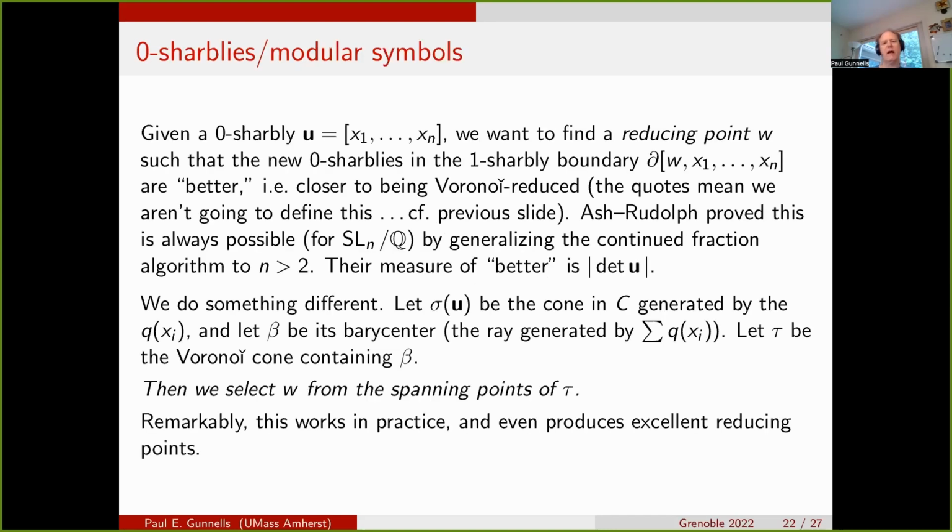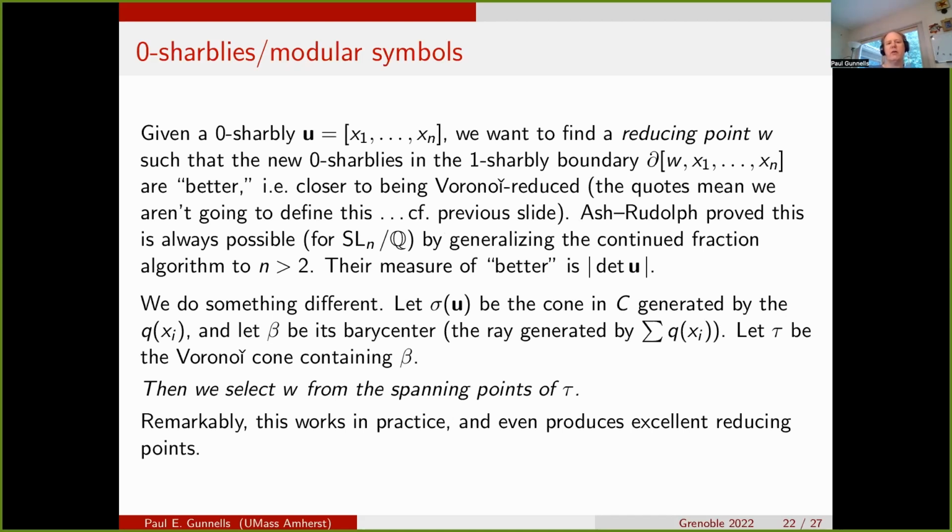Let me explain what happens for the zero Sharpleys. So for the zero Sharpleys, and over the rational numbers and over Euclidean fields, we already know a way to make them unimodular. Like the actual notion of unimodular is what we want to use. We want to look at the determinant, and we want to make the determinant go down. And Ash-Rudolph proved a way to do this. But we're going to do something different in our case.